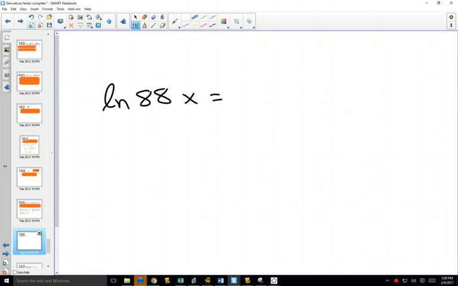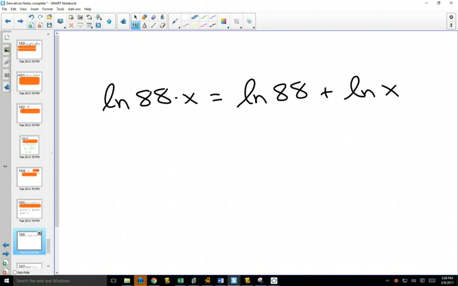Natural log of 88x is equal to what? Do you agree? What? I haven't used my log laws for at least 6 months, so I've forgotten them completely. You remember that log law? Oh. If you're multiplying inside a log, you can add.